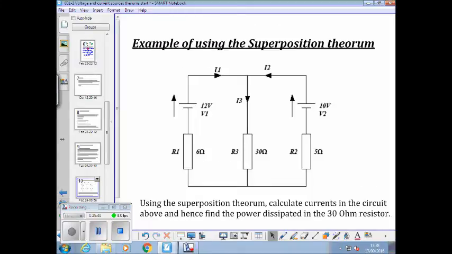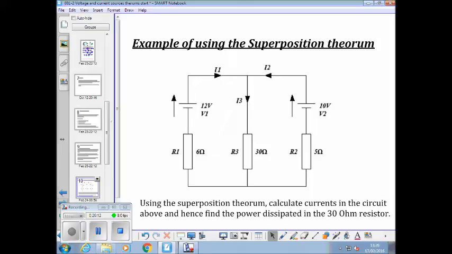So let's have a look at this example. What we do here is we've got a circuit here with two batteries in it. 12 volt battery V1, 10 volt battery V2. And what we're going to do is use the superposition theorem to calculate the currents in the circuit above and find, through doing that, the power dissipated in a 30 ohm resistor.